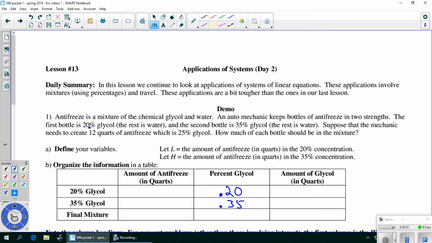Next up, the mechanic needs to create 12 quarts of antifreeze. So that 12 quarts of antifreeze feels like a total to me, a final mixture. Does it go in the first column or the last column? Well, it's antifreeze. That's the first column. So 12 quarts total here, not how much glycol. It's not 12 quarts of glycol, it's 12 quarts of antifreeze. And we're trying to build a final mixture, which is 25% glycol.